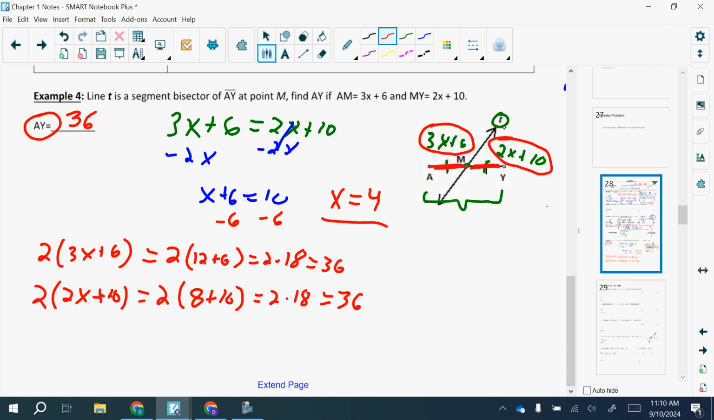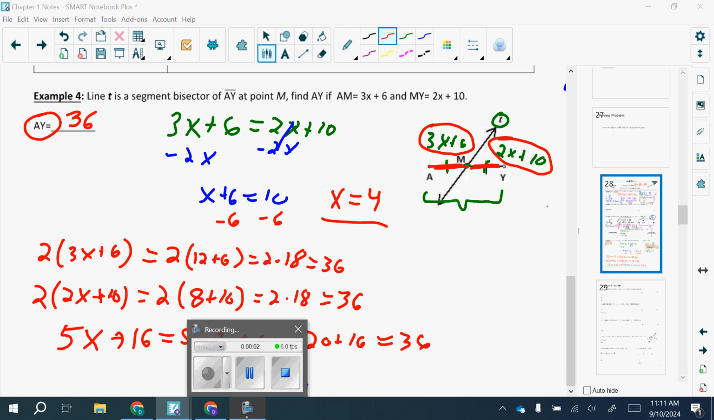So you can add these together, combine your like terms. So 3x plus 2x is 5x, and 6 plus 10 is 16. Plug x in as 4. So 5 times 4 plus 16 goes to 20 plus 16. This is also 36. Again, you do not need to do each and every one of these. I'm just showing you all the different ways you could kind of think about solving it and get the same answer.